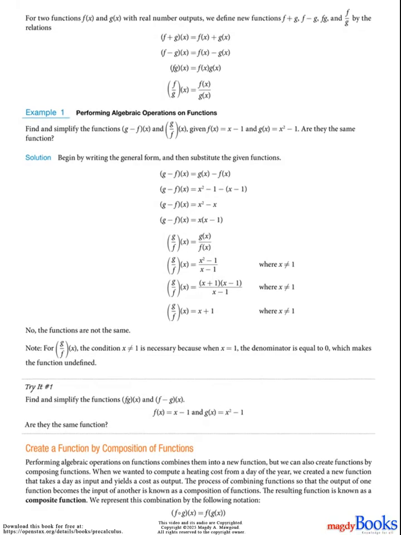For two functions f(x) and g(x), with real number outputs, we define new functions f plus g, f minus g, f times g, and f over g by the relations: (f + g)(x) equals f(x) plus g(x); (f − g)(x) equals f(x) minus g(x); (f · g)(x) equals f(x) times g(x); (f/g)(x) equals f(x) over g(x).